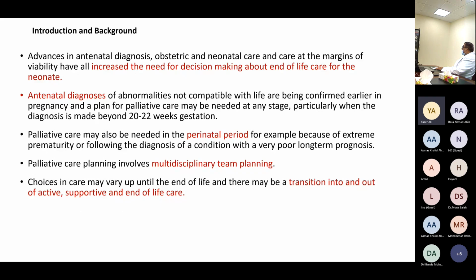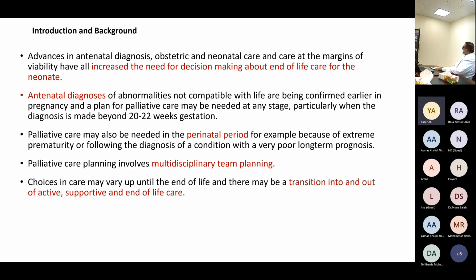So as a background, the advances in antenatal diagnosis and neonatal care all increase the need for decision-making about end-of-life care for the neonate. The antenatal diagnosis of abnormalities not compatible with life is being confirmed earlier in the pregnancy, and the plan for palliative care may be needed at any stage, either antenatally or in the perinatal period, for example, because of extreme prematurity or after the diagnosis of a condition with a very poor long-term prognosis.